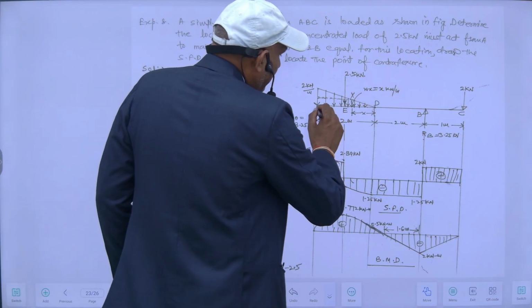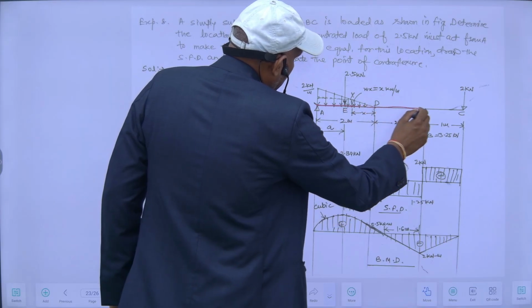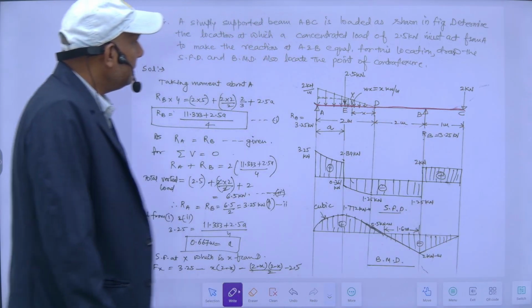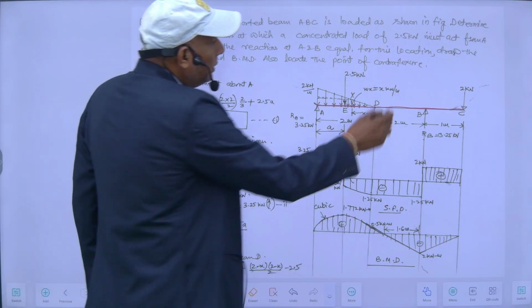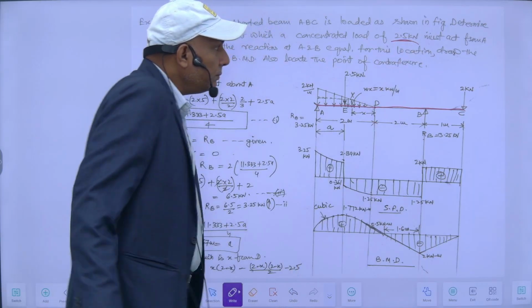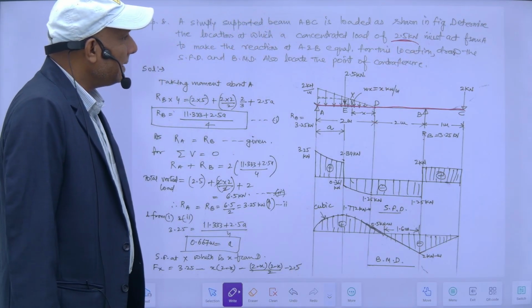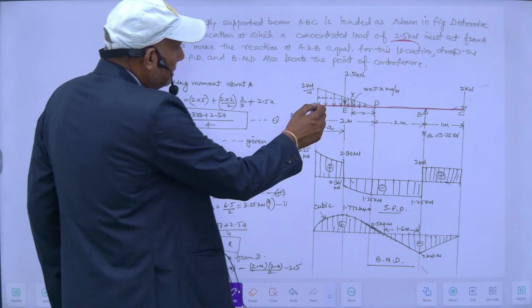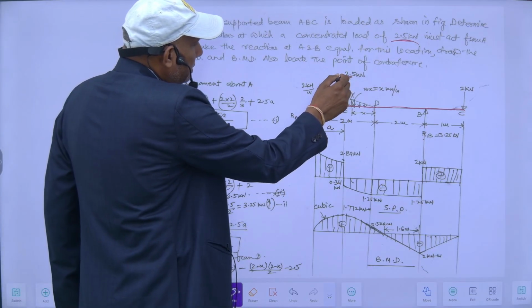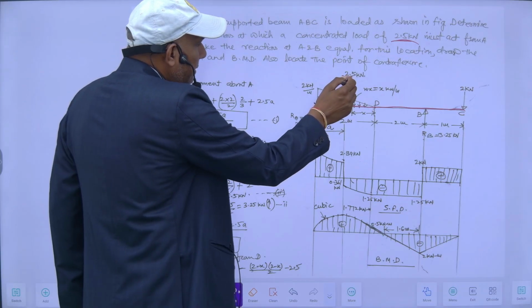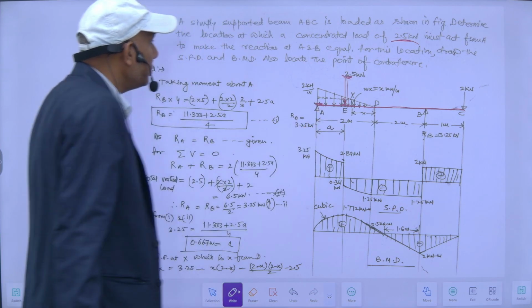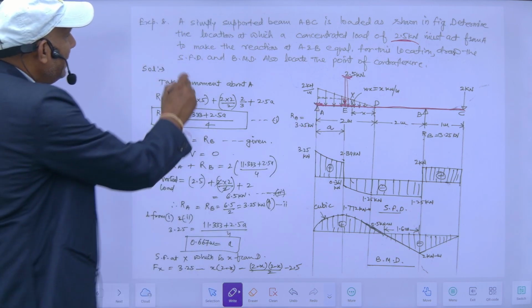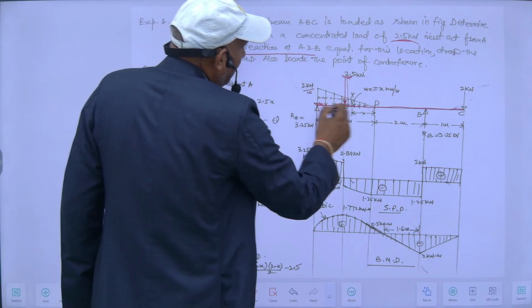So this is my simply supported beam. What he wants to know is that I have to find the location at which a concentrated load of 2.5 kilonewton must act from A. There is a concentrated load of 2.5 kilonewton which is acting at a distance of A from this location. So the location is to make the reactions at A and B equal.